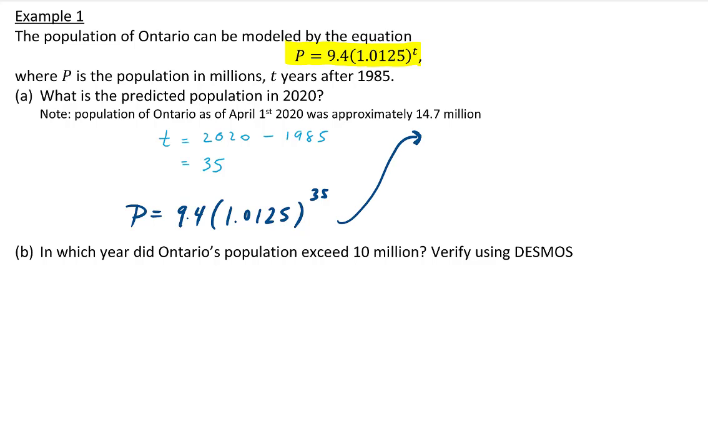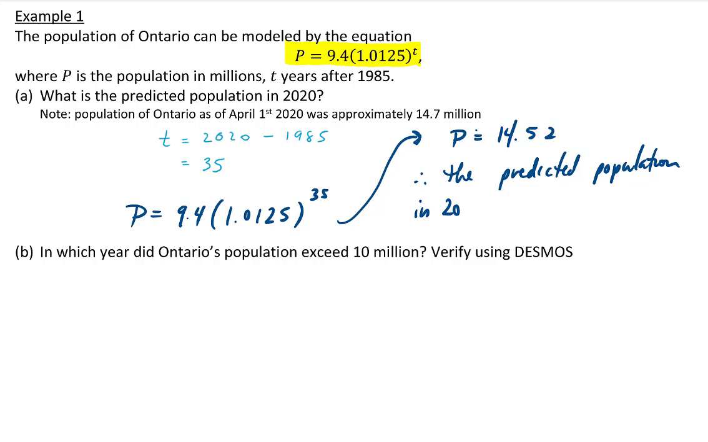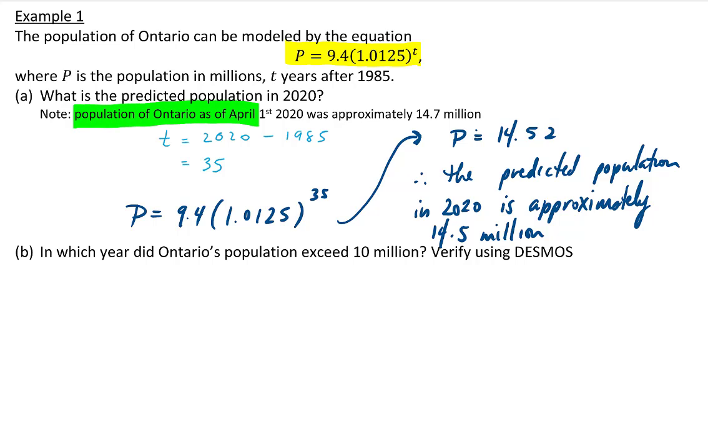So next thing is to type that into your calculator, and we end up with an estimated population of approximately 14.52 million. And just as a side note, you can see the population of Ontario as of April 1st, 2020 was approximately 14.7 million. In which year did Ontario's population exceed 10 million?